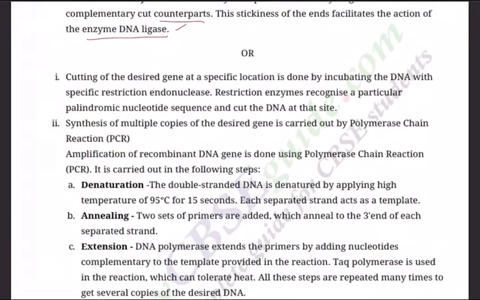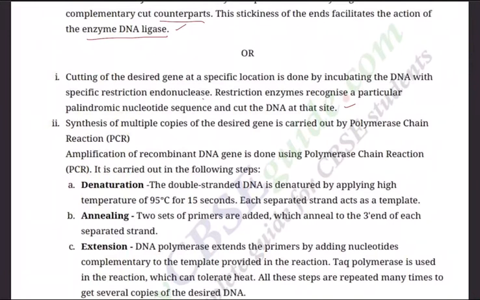And a choice: if a desired gene is identified in an organism for some experiments, explain the process for the following. 1. Cutting this desired gene at a specific location. Cutting of the desired gene at a specific location is done by incubating DNA with a specific restriction endonuclease. Restriction endonucleases recognize a particular palindromic nucleotide sequence and cut the DNA at the site.